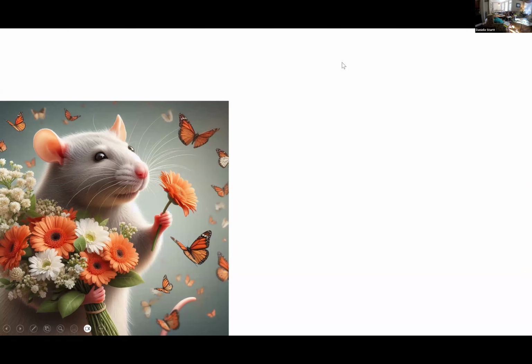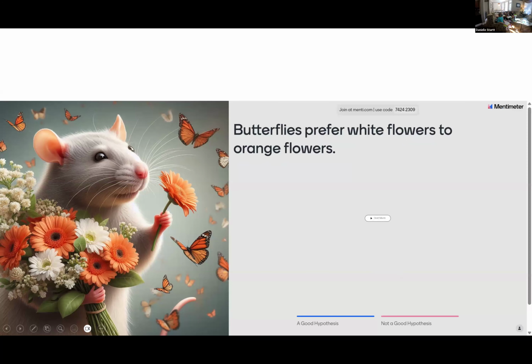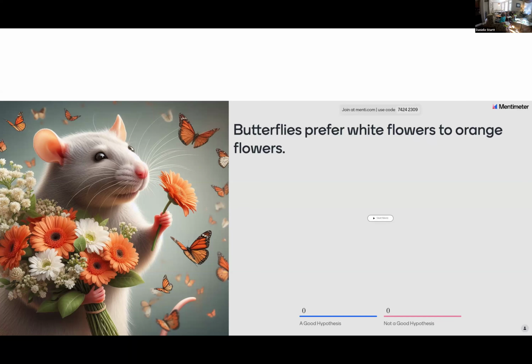All right, how about this one? Butterflies prefer white flowers to orange flowers. Could we test this? Yes. You could get a bunch of butterflies and see which flowers they land on, which one is more covered with butterflies. Right. That's a way to test it. Anybody else have any other ideas how you could test it? You just catch a butterfly and put it on a flower.